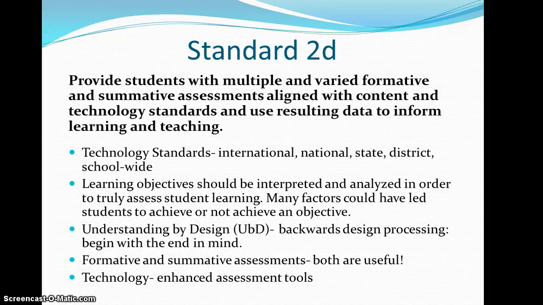Standard 2D is identified as: provide students with multiple and varied formative and summative assessments aligned with content and technology standards, and use resulting data to inform learning and teaching. The important facts I found regarding Standard 2D include the many technology standards that are available and for review online. There are many technology standard references available to follow, including international, national, state level, as well as district and school-wide standards. Standards can be addressed and met without hindering student learning.